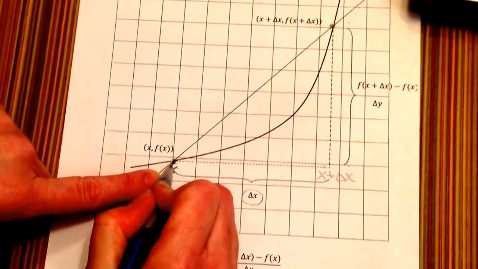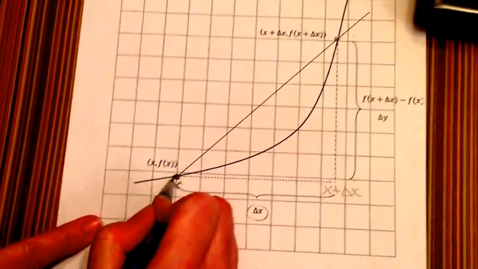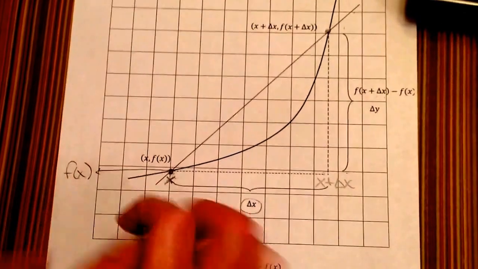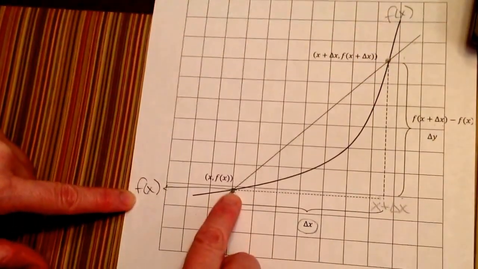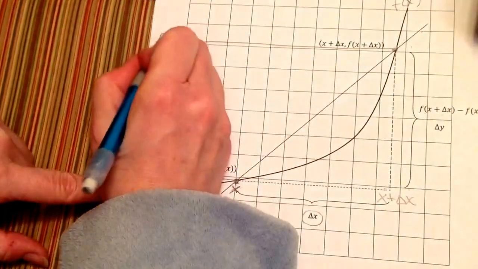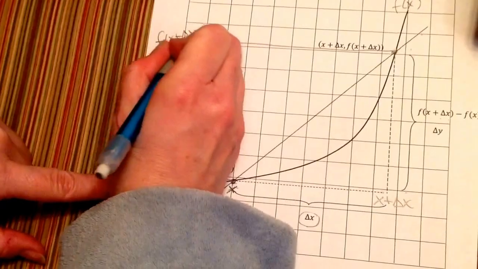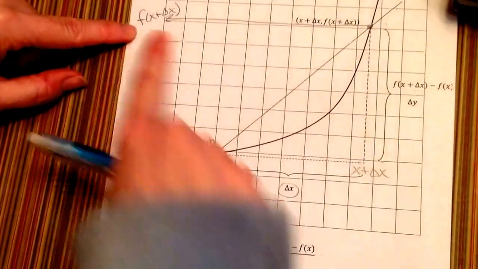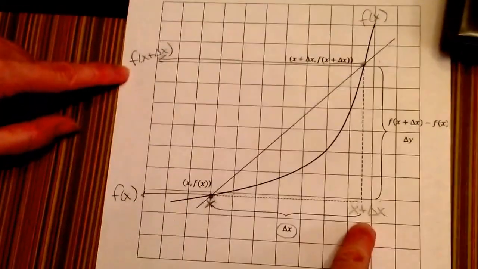The y value, you always measure your y value by taking it over to the y-axis and measuring the function value at that x value. So the y value of this point is f of x, and the y value of this point is f of x plus delta x, the function value for this x value.